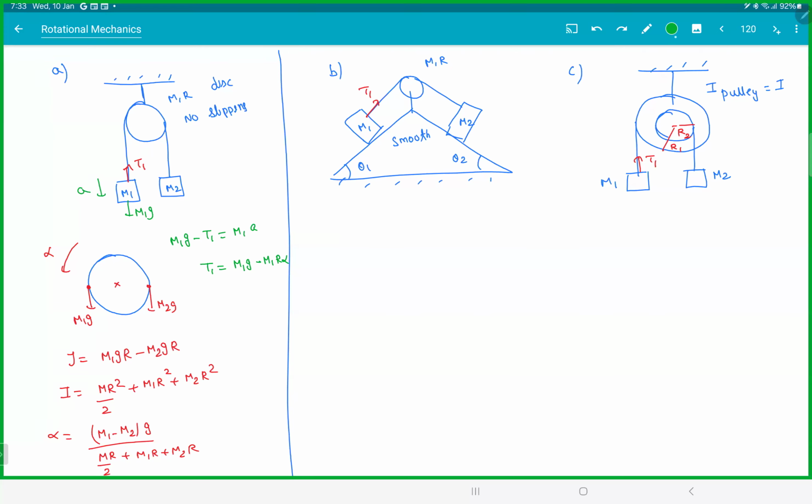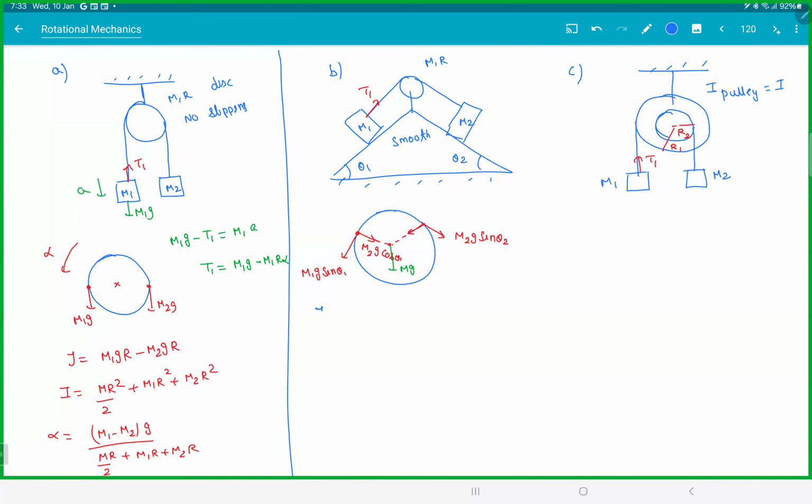Second one, what we do, pulley here. Now see the mass when you attach here, this would be M1g sin theta 1. This would be M2g sin theta 2. The cos components pass through the center, so they will be 0. And you also have your own weight Mg.